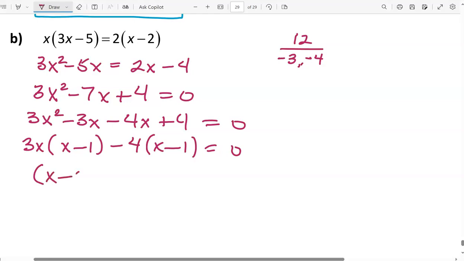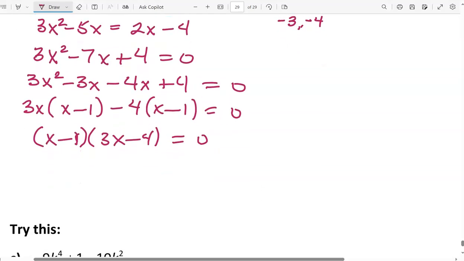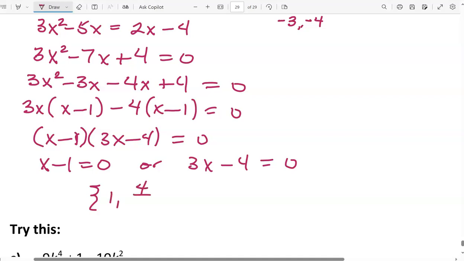So our two factors are x minus 1 and 3x minus 4 that multiply to give a result of 0. If x minus 1 is equal to 0, or if 3x minus 4 is equal to 0, we will get solutions of 1 and 4/3 in our solution set.